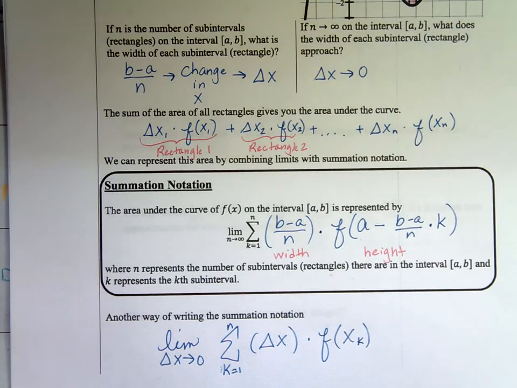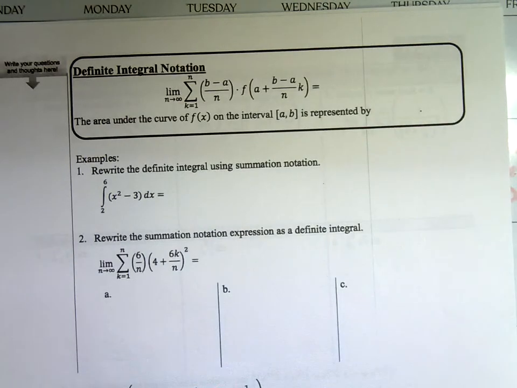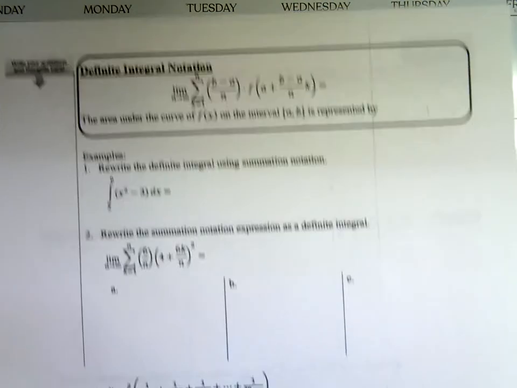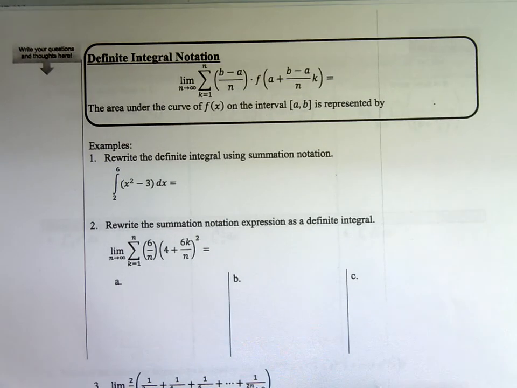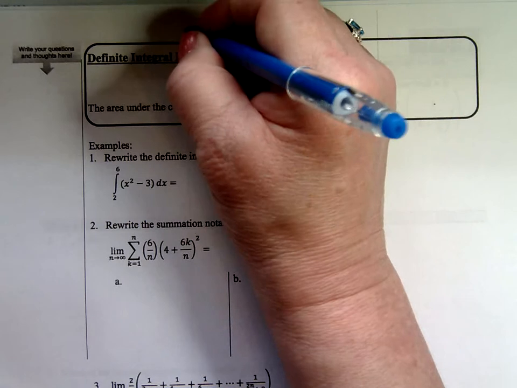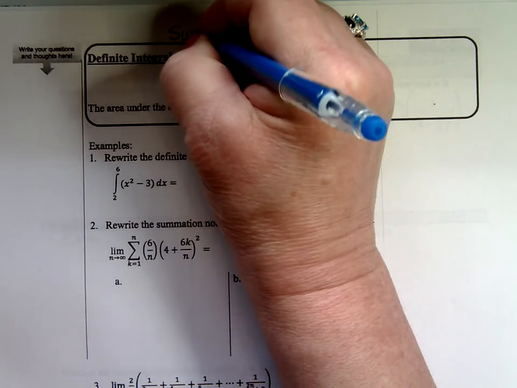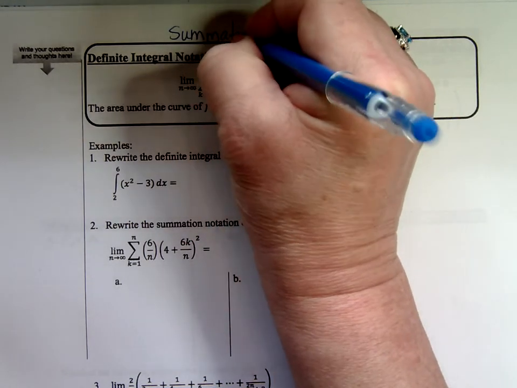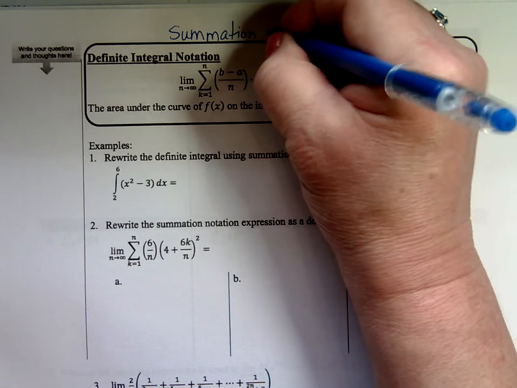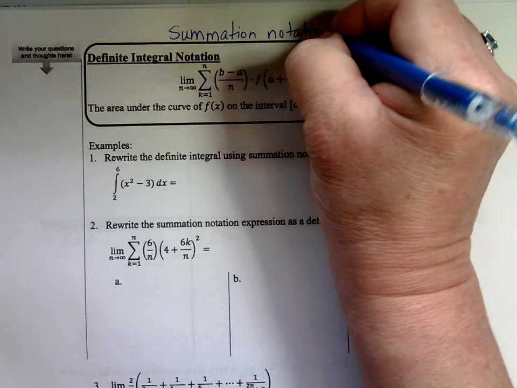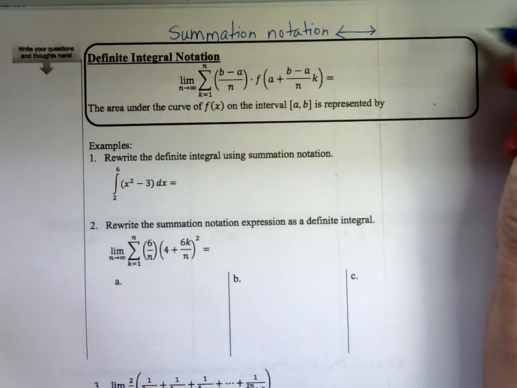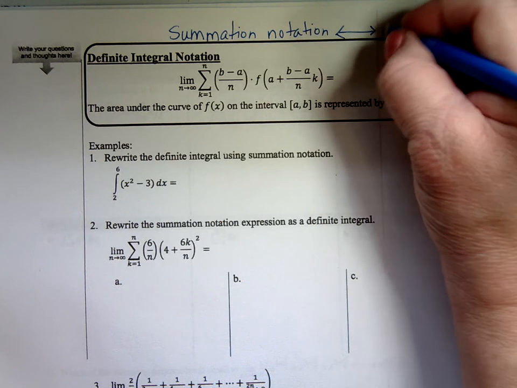And again, this is a notation thing, so if it's messing you up, just take a deep breath, it'll be all right. All right, next page. They give you the definite integral notation. And so there's a way of going from, and this is what we're looking at today, summation notation, going back and forth between that. How's it written then in integral notation?